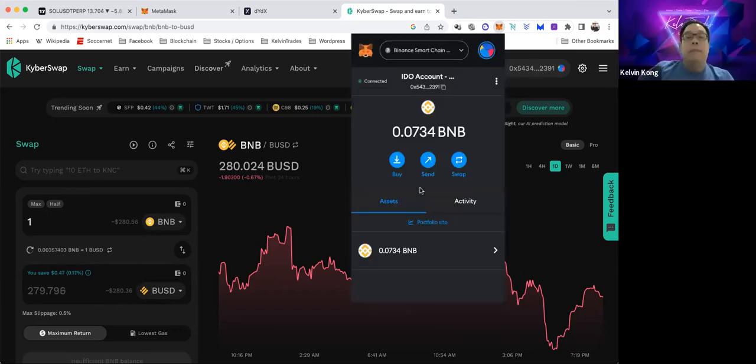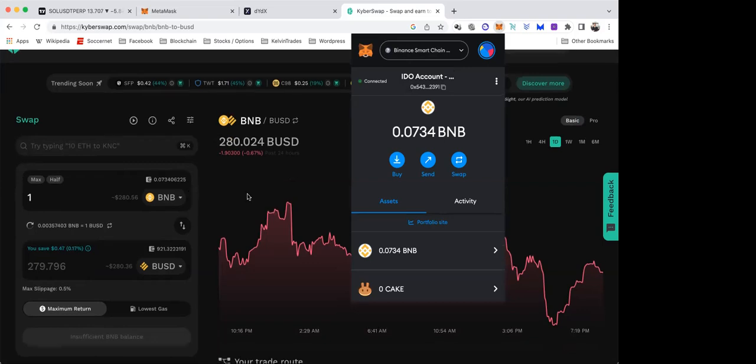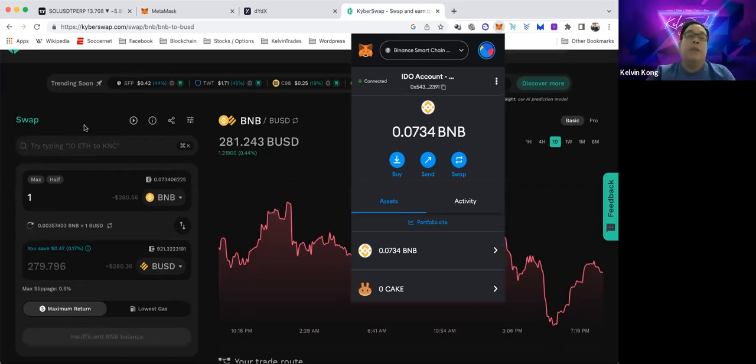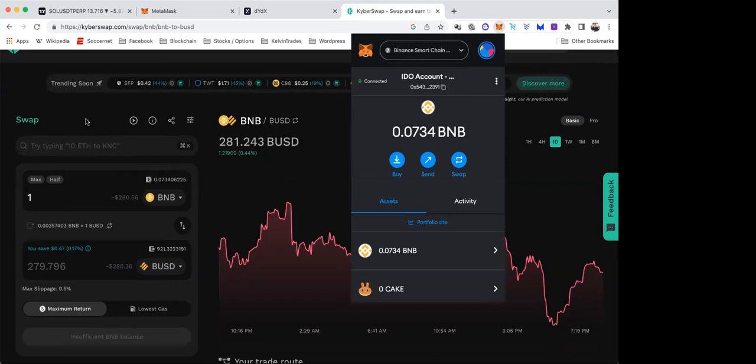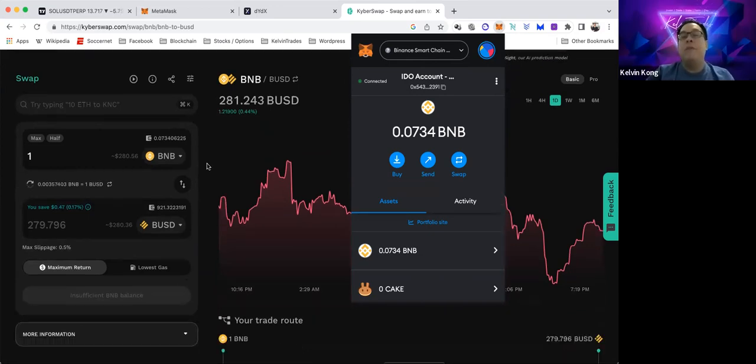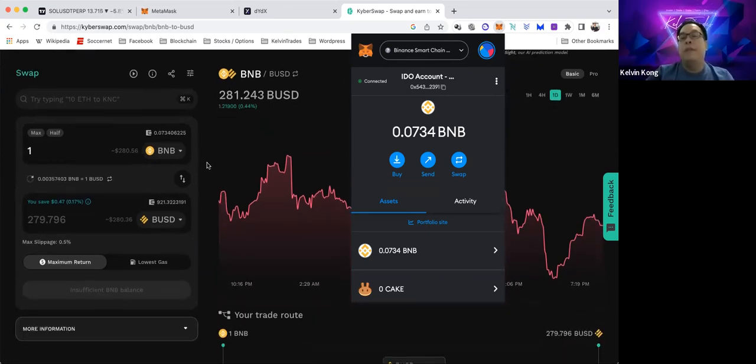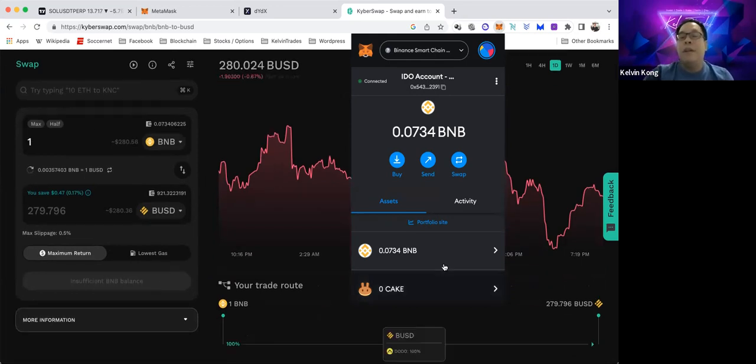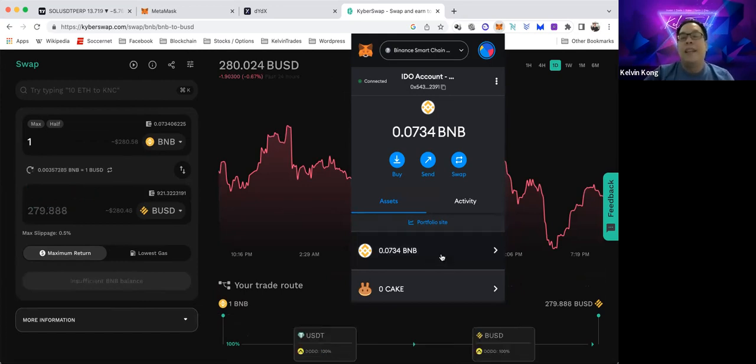Yeah. So you see, I have 0.0734 BNB in this account, which is linked to my Binance Smart Chain. It is stated here. I did not transfer a single BNB to Kyber Swap. I want to transfer also cannot. There's no feature to transfer. So once you see it here, you can actually sell it. That's the thing about decentralization. It's so powerful. Your money stays with you. Nobody can steal your money. The exchange can't steal. You get what I'm saying? The money is still in your account, in the blockchain.